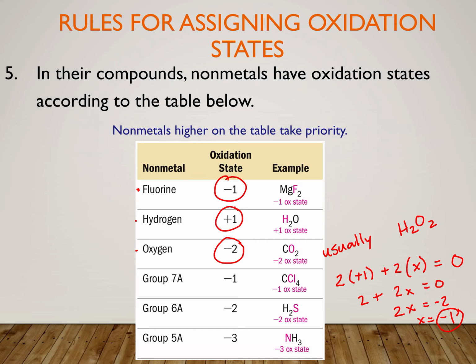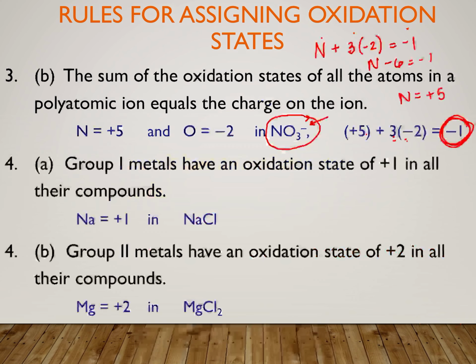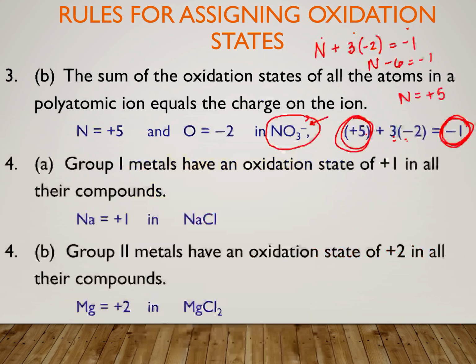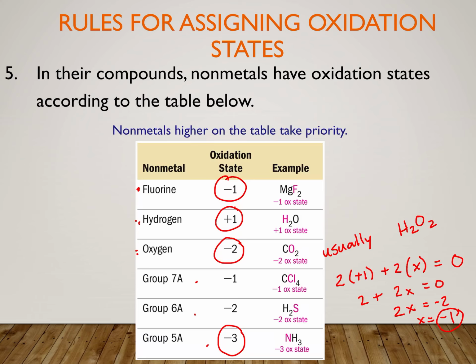So these three rules, fluorine, hydrogen, and oxygen, are pretty much always going to be true, like I said, except for peroxides. And then sometimes you'll have to solve for things in 7A, 6A, and 5A. So like before, we saw nitrogen in this other example was a +5, and here it says nitrogen can be a -3. So these are going to be followed in order of priority. In this case, oxygen is higher on the priority list, so we use the oxygen to figure out the nitrogen. Okay, so that's what's happening there.